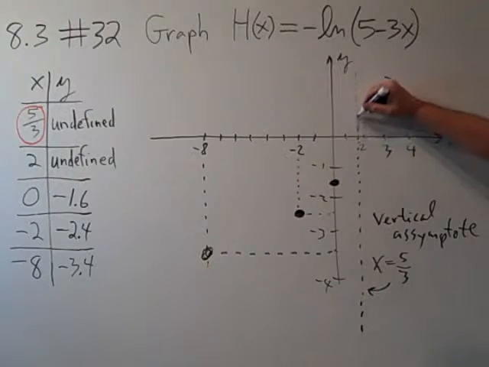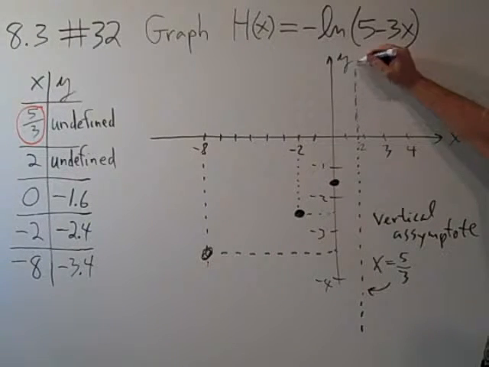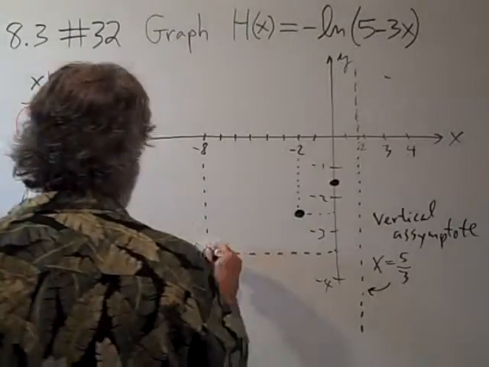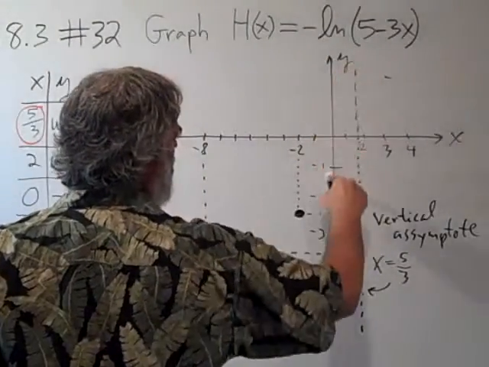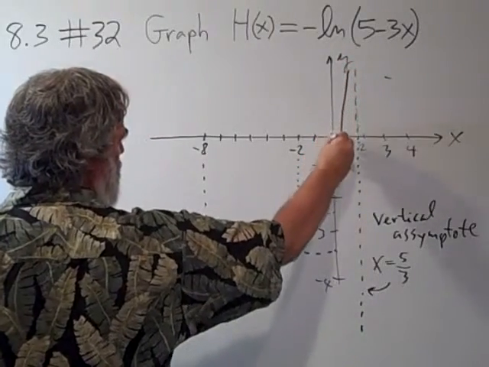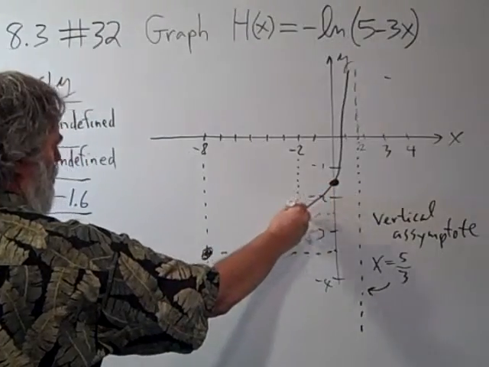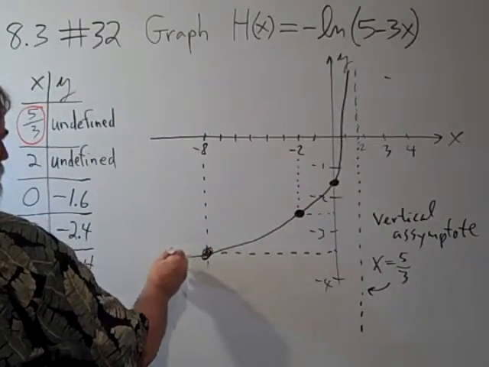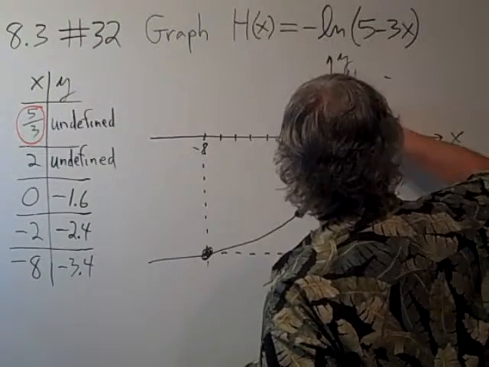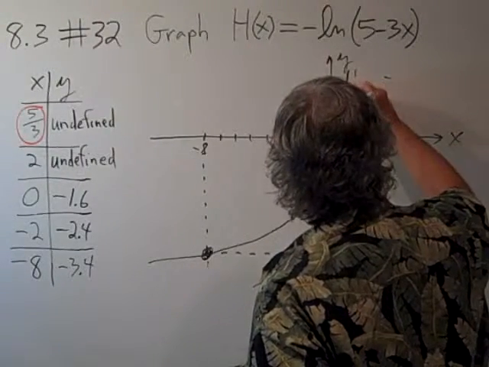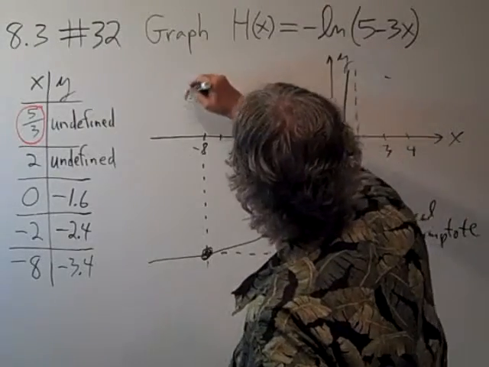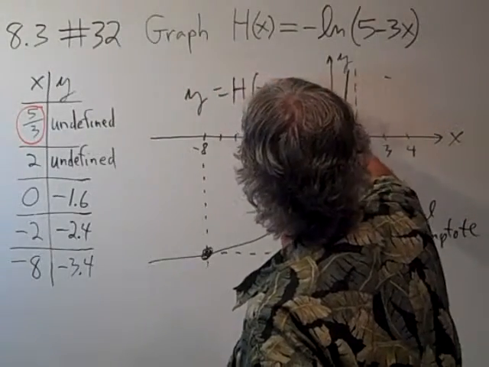Knowing that this vertical line is the vertical asymptote, we can now graph our logarithmic function. It's asymptotically approaching this vertical line and goes through those data points. So there we have it. That's at least approximately the graph of our function y equals h of x.